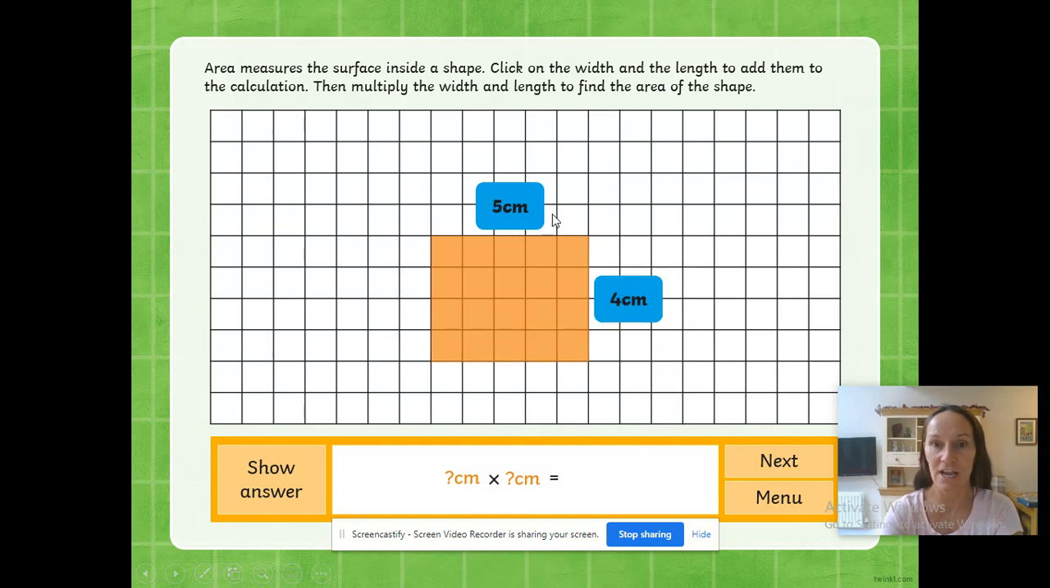Now, here on the next shape, we have another rectangle because the length is longer than the width. So we've got 5 centimetres, 5 squares across, multiplied by 4 centimetres, 4 squares down. So I'm sure you've all got the answer in your head. Let's check. 20 centimetre squared.